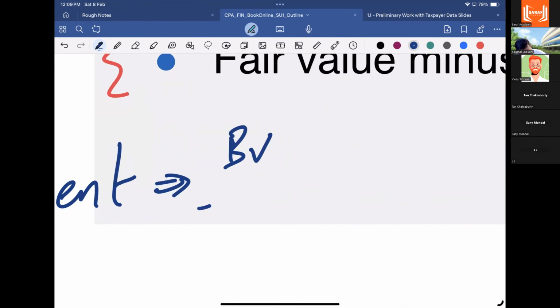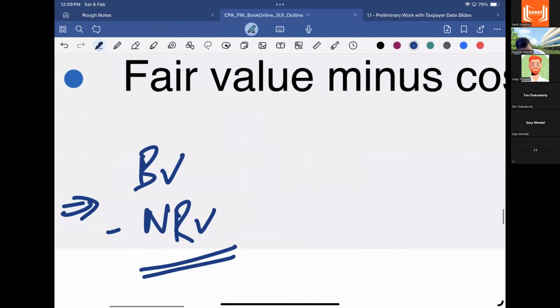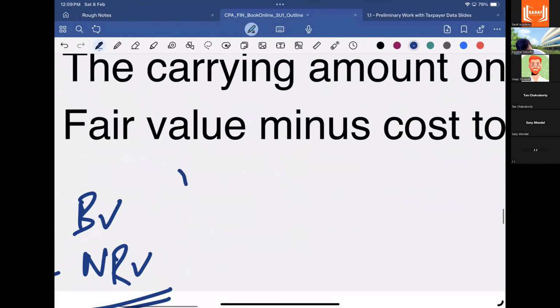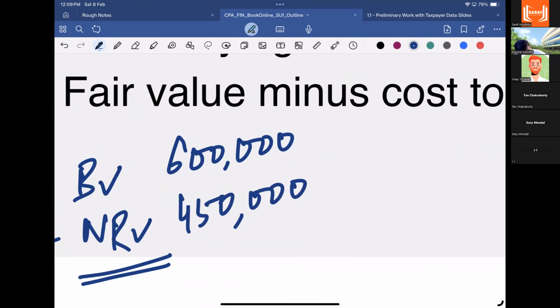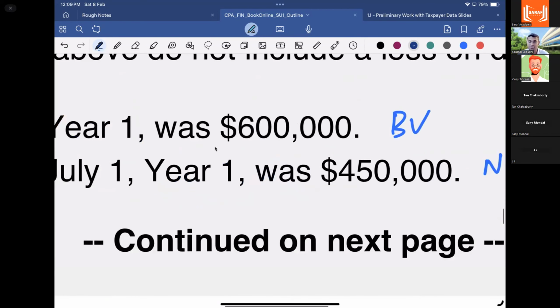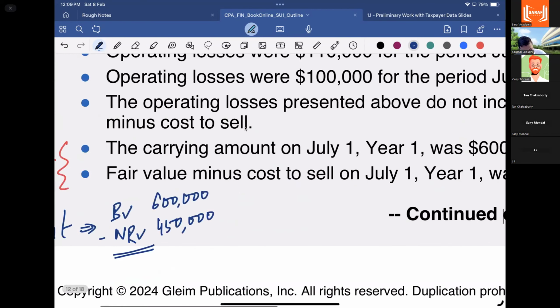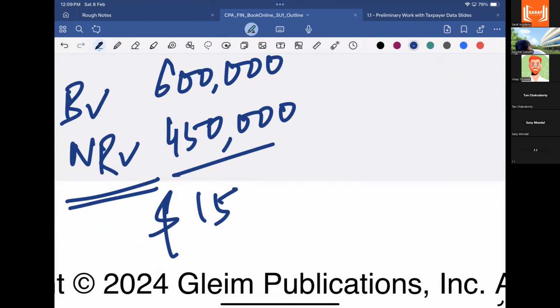Your book value minus your net realizable value, whatever the difference is, that's going to be your impairment. So if our book value is $600,000 and our net realizable value is $450,000, then what will it be? This is 450, this is 600, so $150,000 is going to be our impairment loss.